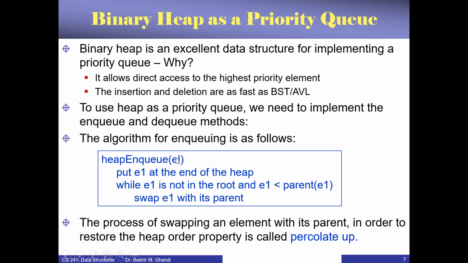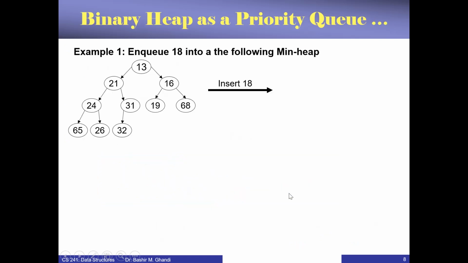To enqueue an element, you put it at the end of the tree and then you percolate it up. Percolate up means swapping it with its parent, as long as, in the case of min heap, it is smaller than its parent. Then the parent has to come down and the smaller one will go up. And you keep repeating this until this condition is no longer the case, or until you reach the root. Let's see examples.